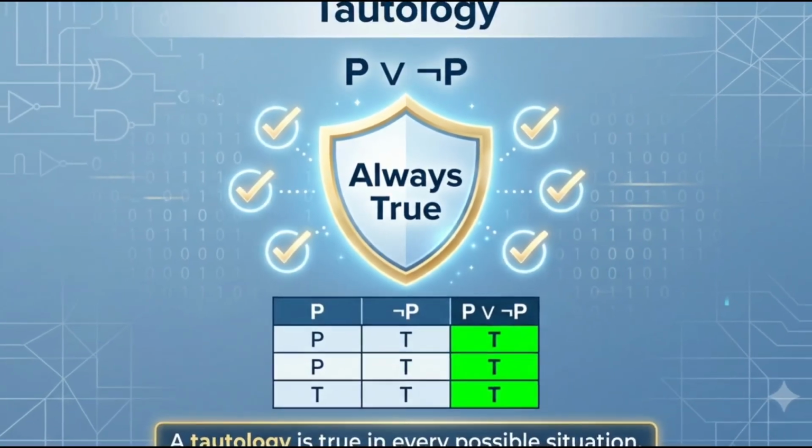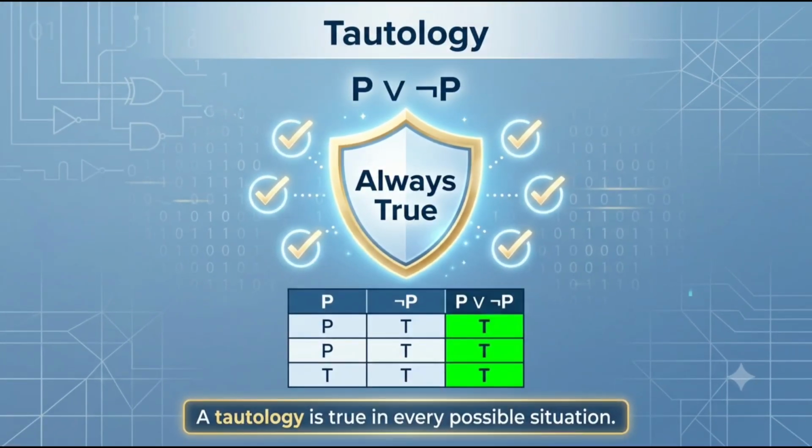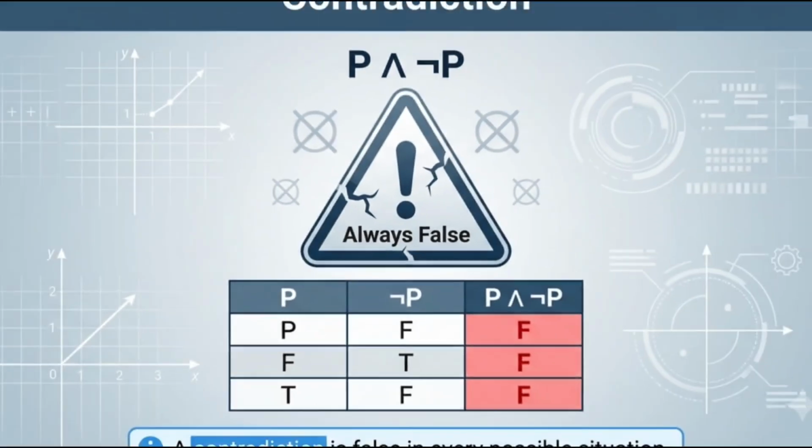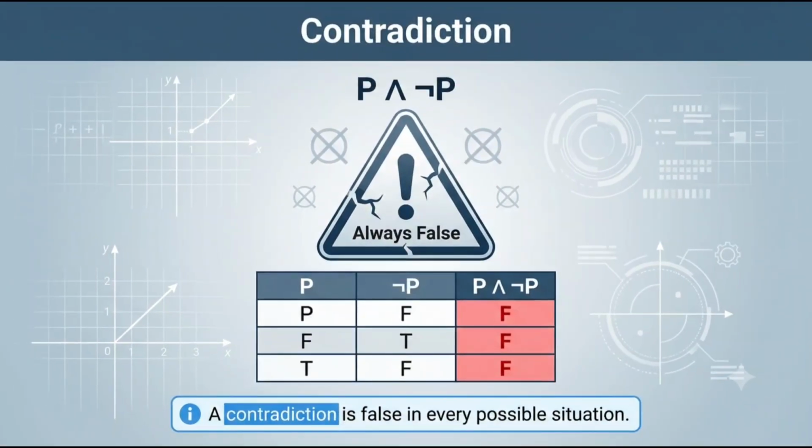A tautology is a logical expression that is true in every possible situation. No matter what truth values the individual statements have, the entire expression always comes out true. Tautologies represent statements that are logically guaranteed to be true. A contradiction is the opposite of a tautology. It is a logical expression that is always false, regardless of the truth values of its individual statements. Contradictions reveal impossible or self-defeating logical forms.